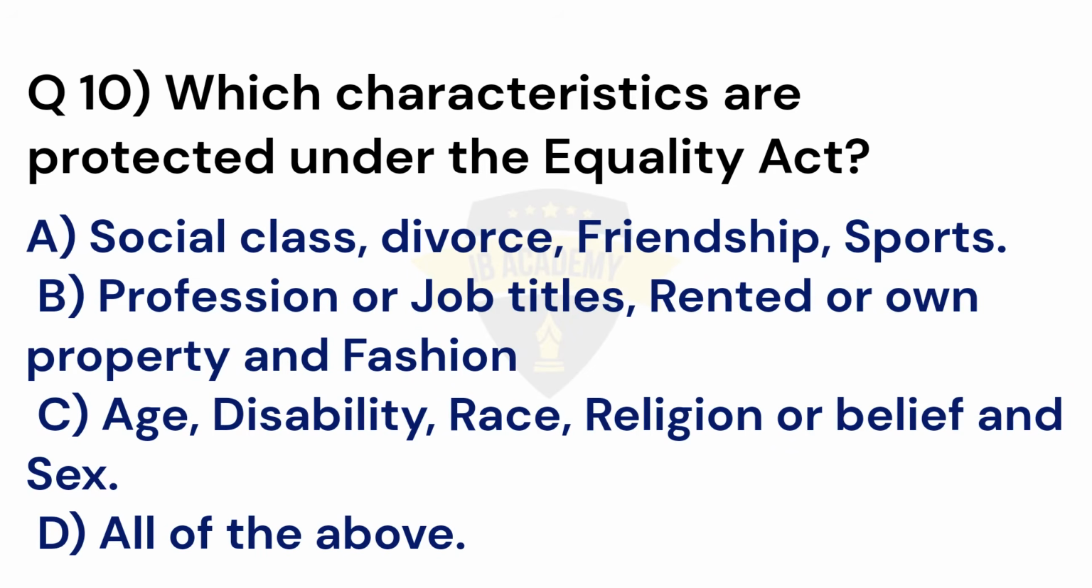Question 10. Which characteristics are protected under the Equality Act? Option A. Social class, divorce, friendship, sports. Option B. Profession or job titles, rented or owned property and fashion. Option C. Age, disability, race, religion or belief and sex. Option D. All of the above.